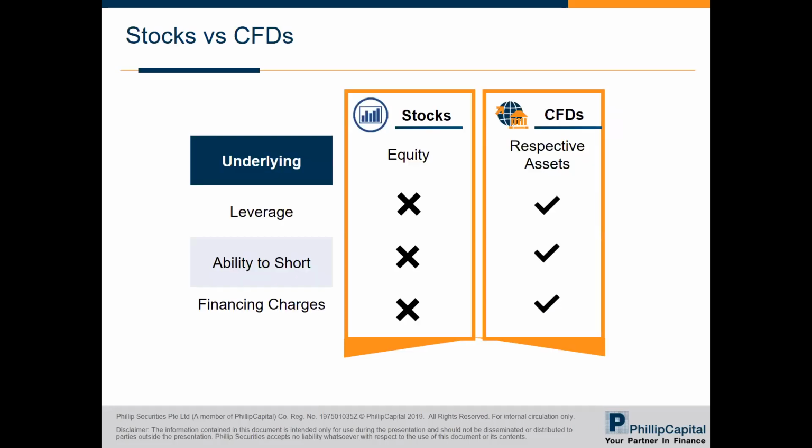So what is the difference between a stock and CFD? One key advantage CFD has against stocks is that we have leverage, which also means using less margin to gain exposure, which I will discuss more about later. CFD allows you to go long or short, which also means that you will be able to profit from both bullish and bearish markets.